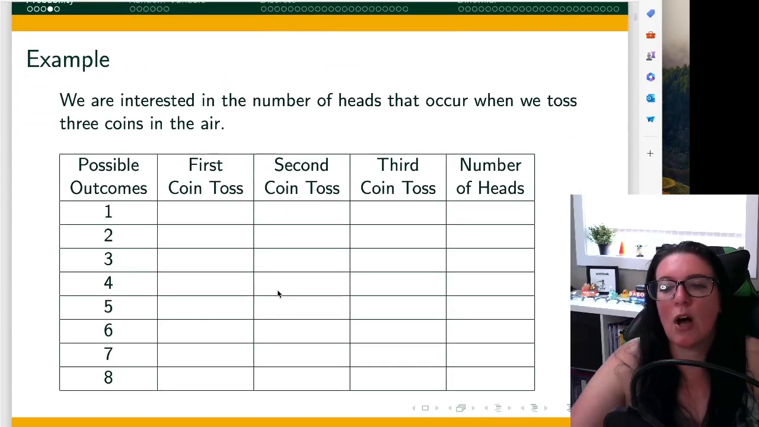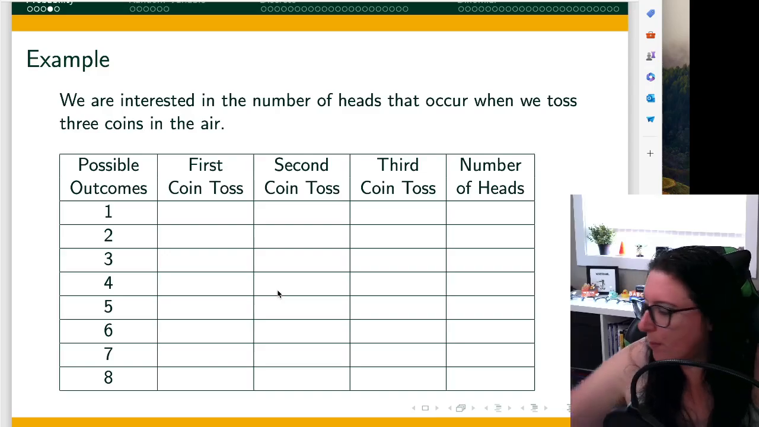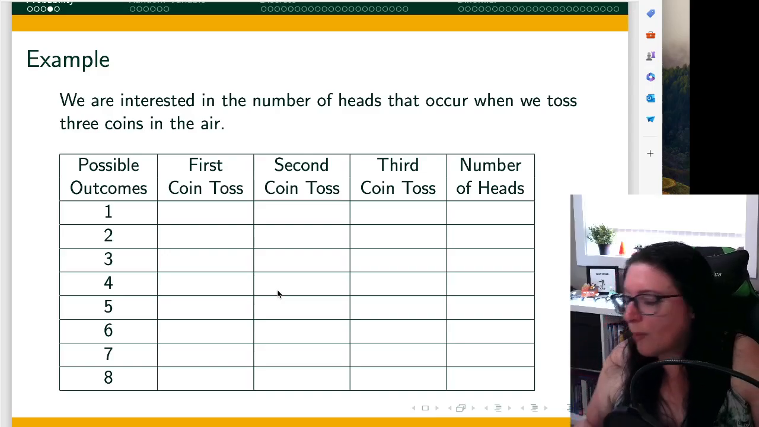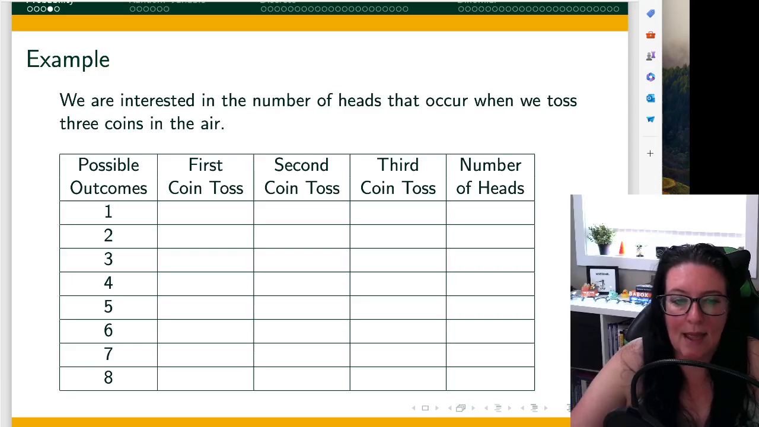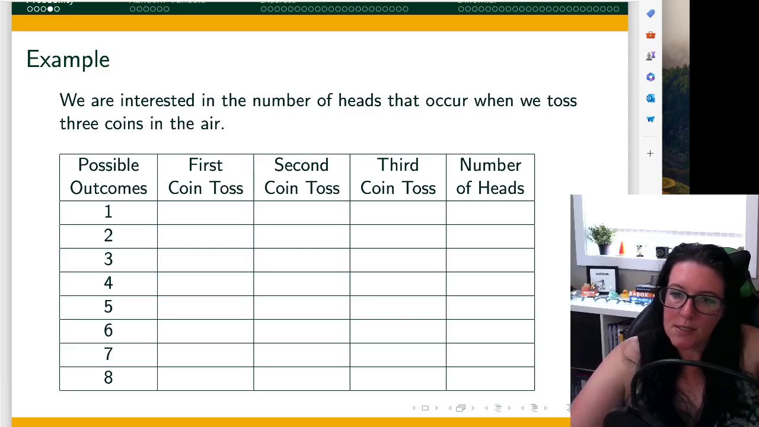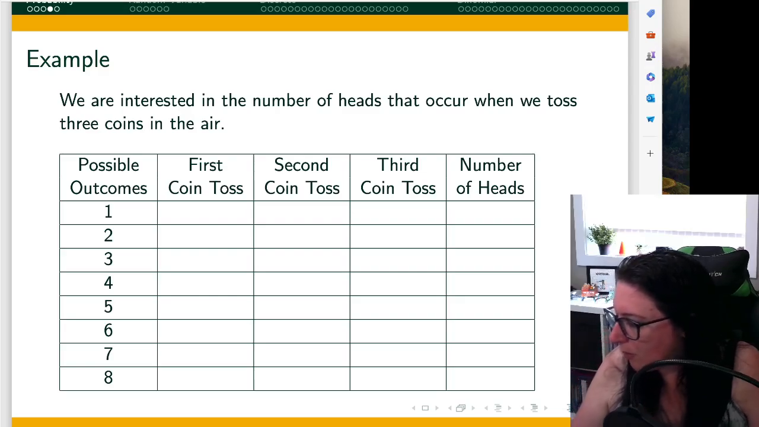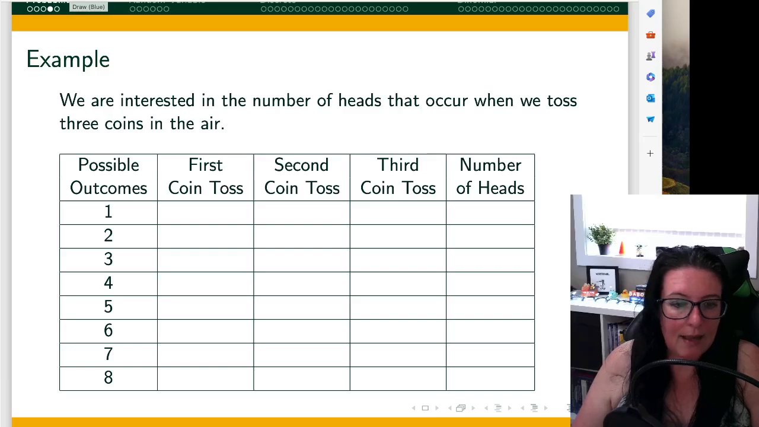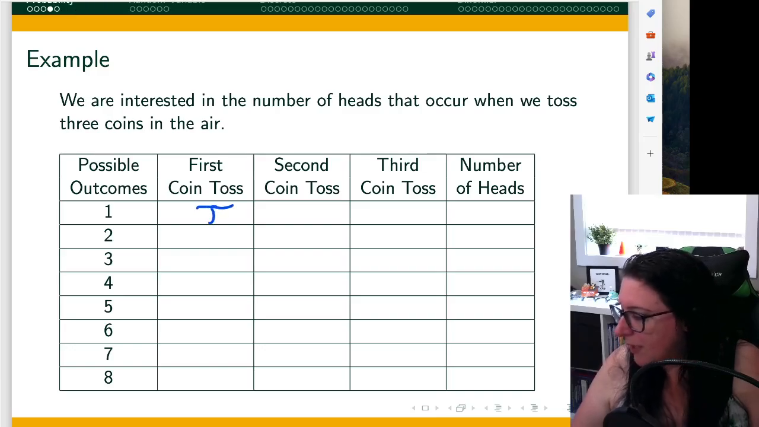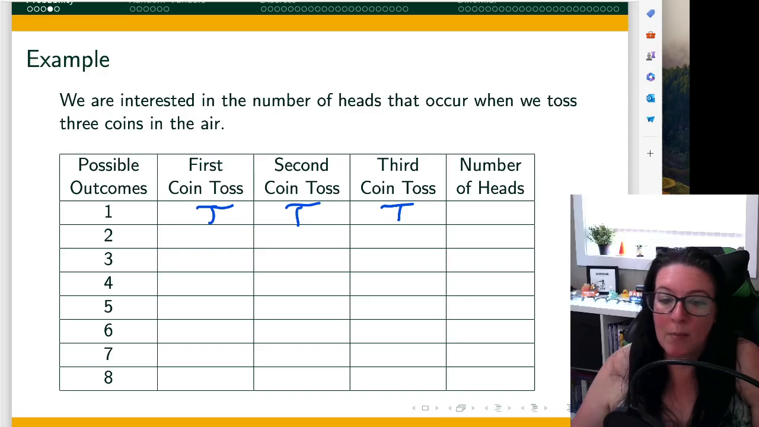So let's look at tossing coins. Suppose we're interested in the number of times that heads occur when we toss 3 coins in the air. So I toss the coin in the air, and the first outcome I get is tails. Then the second time I toss it, I get tails. The third time I toss it, I get tails. How many heads did I get?